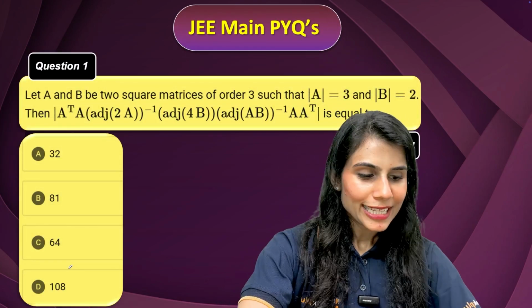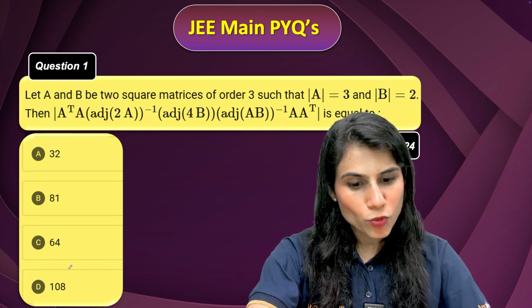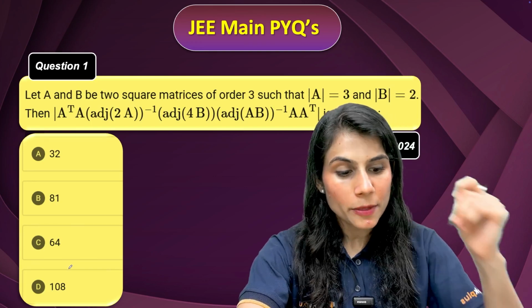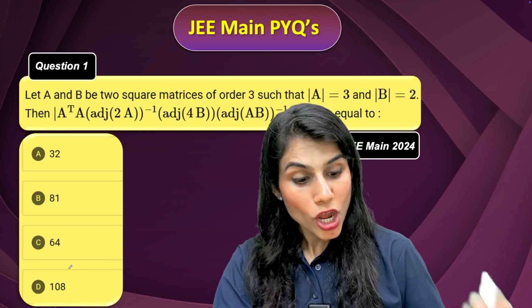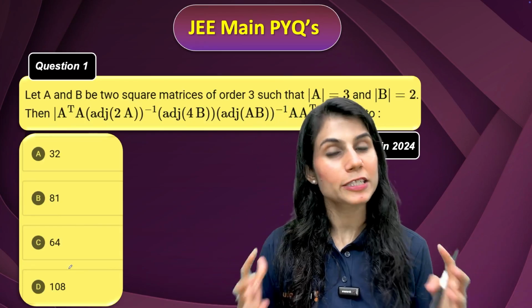Now here, this one is a 2024 question. It says A and B are two square matrices of order 3 each, such that determinant of A is 3, determinant of B is 2. What is the value of this massively long, dense, scary expression?